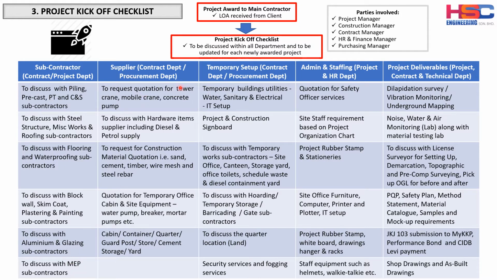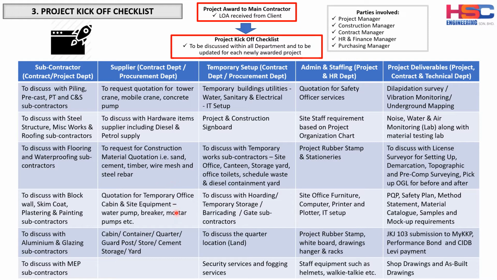Okay, and secondly is the supplier. Okay, this is where the contract department needs to discuss with the procurement department who are the suppliers for this project. Okay, to request quotation for a tower crane if the project needs a tower crane or just a mobile crane, or if this project also needs a concrete pump. So the procurement department needs to identify who is the supplier that will be used for this project, and hardware items, who are the hardware suppliers, including the diesel and petrol supply, and also to request construction material quotation. This is for the consumable items like the cement, wire mesh, and everything.